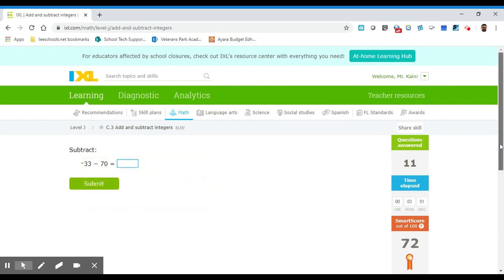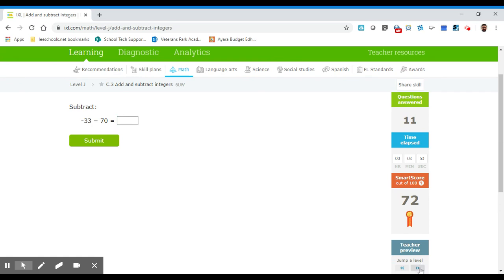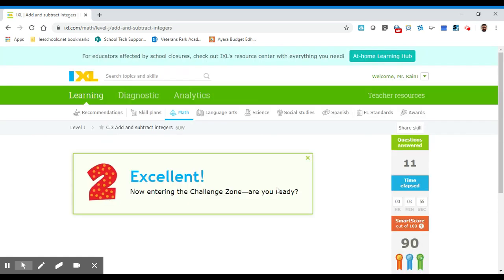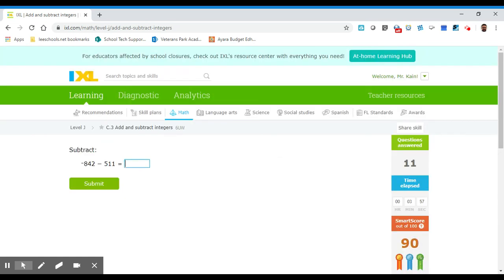Okay. Let's skip up a level here. Let's go up to 90. Okay. Let's see how much more difficult they get. Okay. So now we're just looking at numbers that are larger.